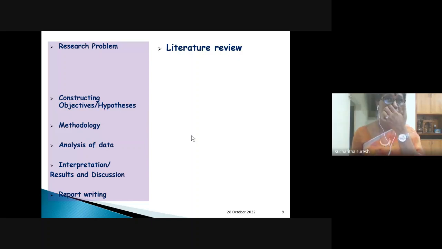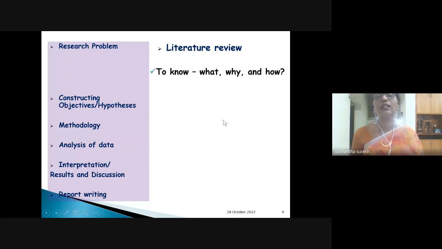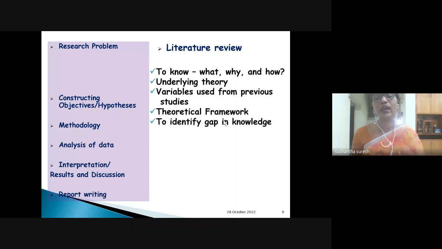So the literature review components you need to have are what, why, and how, the underlying theory if there is any, variables used from previous studies, and a theoretical framework to identify the gap in research knowledge. It is very important in paper writing. We give the literature review in a paper as a background of the study. Some papers accept it as a literature review, but some make it a background of the study.